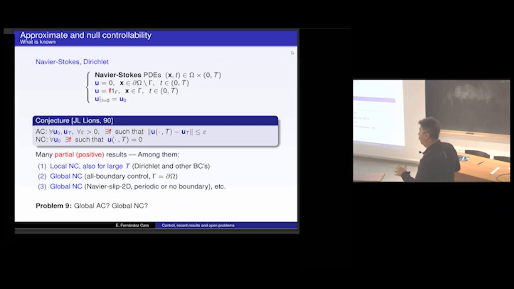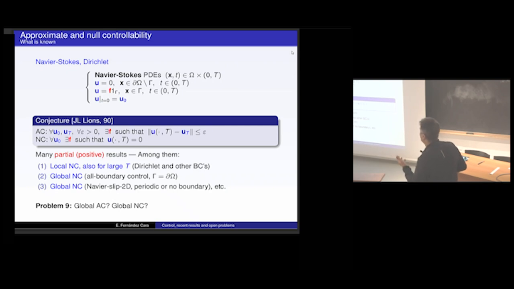All of them are in the positive sense, so all of them approach a positive answer to the conjecture, but for the moment the problem is open. It is unknown whether the equations are globally approximately and null controllable. It is unknown.